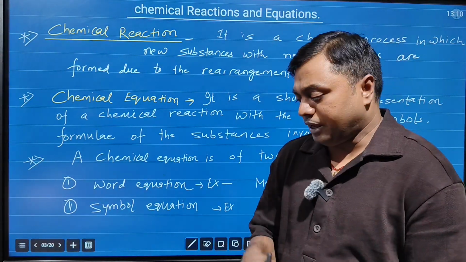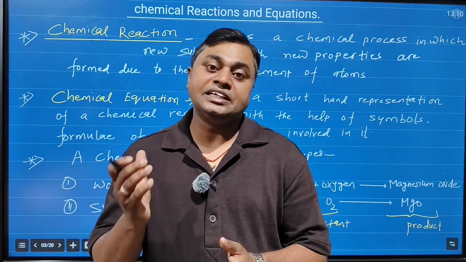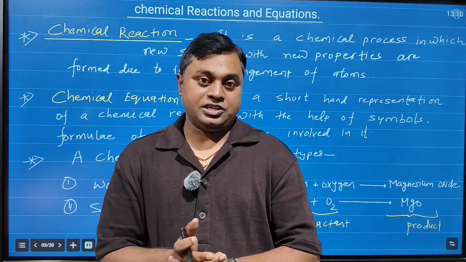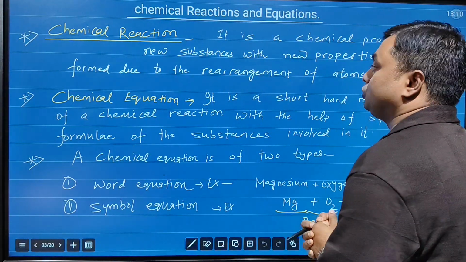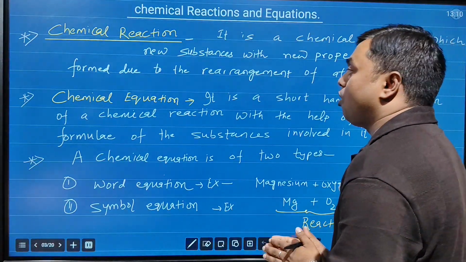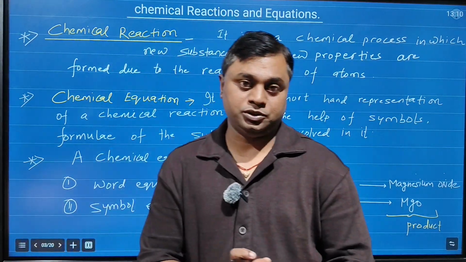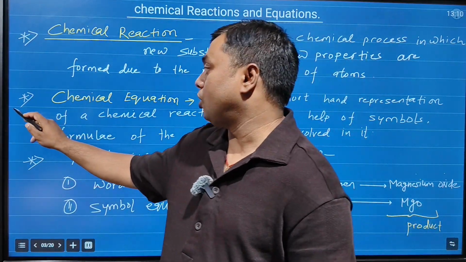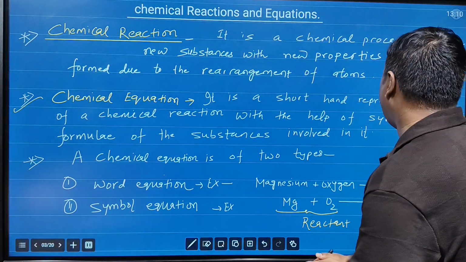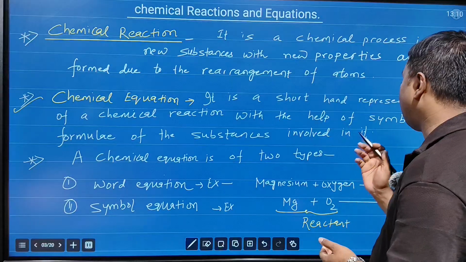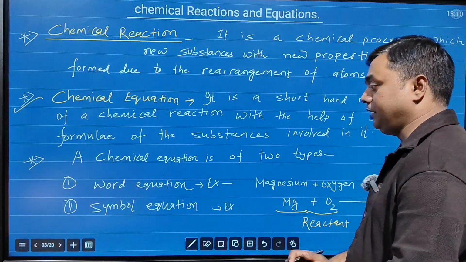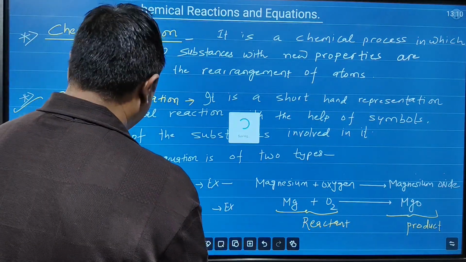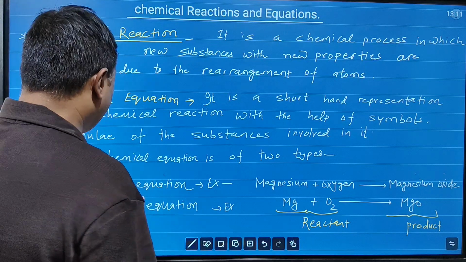Okay, chemical reaction. What do you mean by chemical reaction? When we talk about chemical reaction, it is a chemical change, yes or no, in which new substances are formed, okay, with new properties. Okay, let's see the definition. It is a chemical process in which new substances with new properties are formed due to the rearrangement of atoms. Yes or no? So we are representing a chemical reaction in the form of an equation called a chemical equation. So it is a shorthand representation of a chemical reaction with the help of symbols and formulae of the substances involved in it. Okay, so you see a chemical equation can be represented in two ways: word equations and symbol equation.